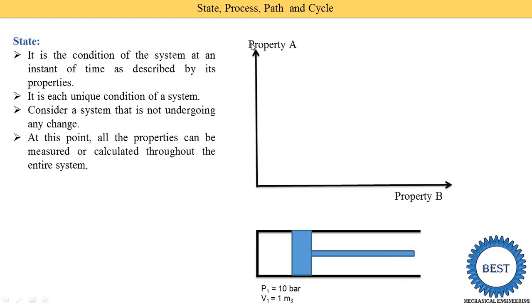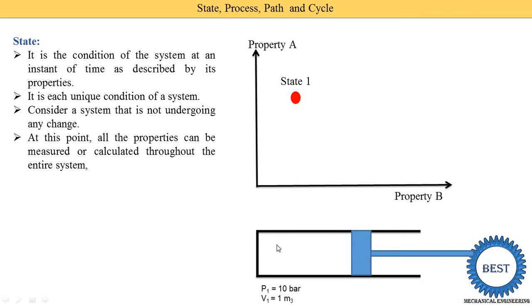Suppose on the y-axis we consider pressure and on the x-axis we consider volume. So we get one point somewhere. Here we get state 1, which is 10 bar pressure and volume 1 meter cube. This is the steady condition. But when the gas present at 10 bar starts to expand, it moves the piston, and the system reaches some new state.